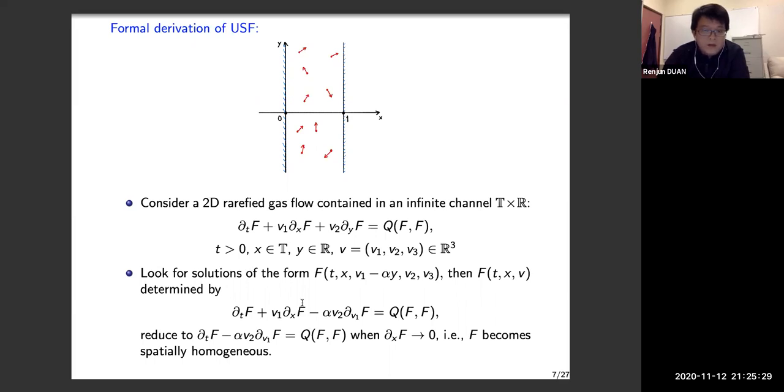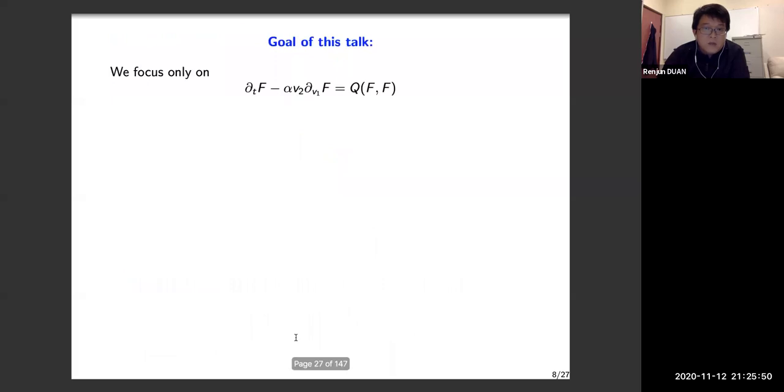So today's talk will focus on this equation, but we will not touch anything about convergence, for instance the fluid dynamic limit from this two-dimensional Boltzmann equation to the uniform shear flow that we already obtained here. So now it means that we only focus on this spatially homogeneous Boltzmann equation for uniform shear flow.